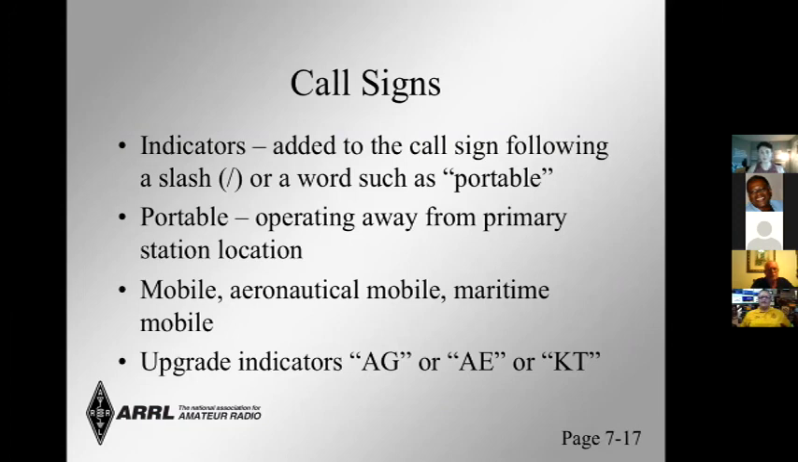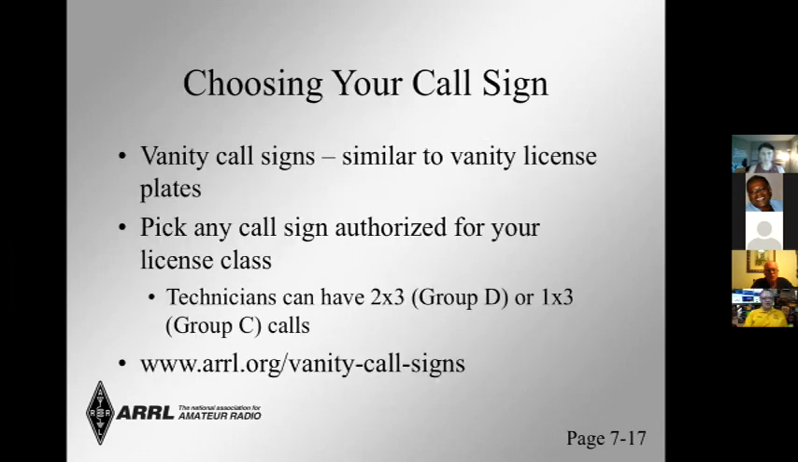So we just talked about this earlier. We talked about indicators, adding a call sign with a slash or the word portable when you're out of the country. So it says a portable is operating away from your primary station location, or that it's mobile, aeronautical mobile, maritime mobile, things of that nature. When I had my technician license and I went over to get my general license, I didn't have to wait to actually have my license in hand to start using my new privileges. I was able to say KM4OZK/AG, and they knew that I was just waiting for my license, but it was already processed in the FCC system.